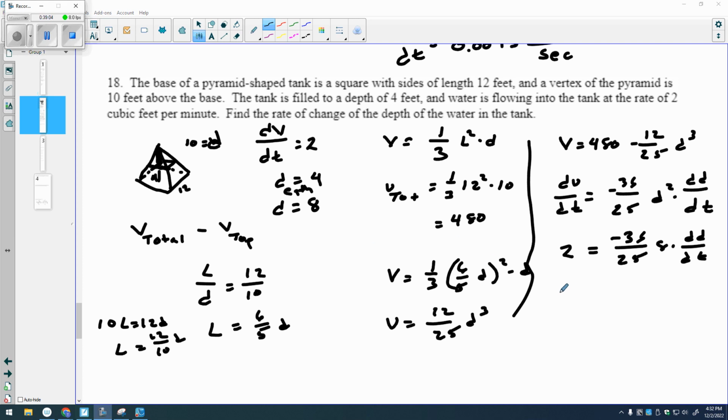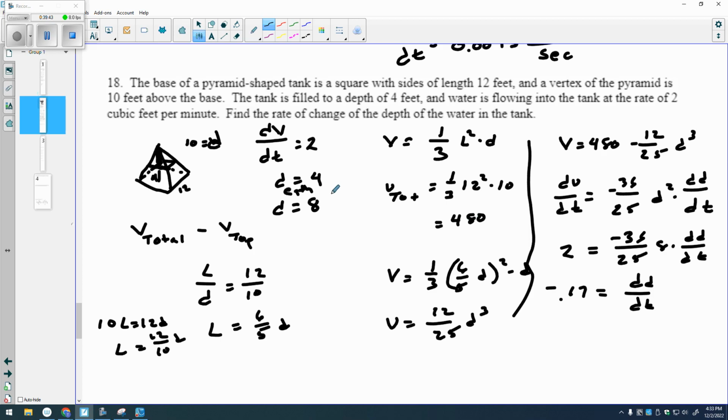So when I solve that, I get negative 0.17 equals dD dt. Remember my definition of D was this depth right here. So the depth of the pyramid is decreasing by 0.17 feet per minute as water flows into the tank.